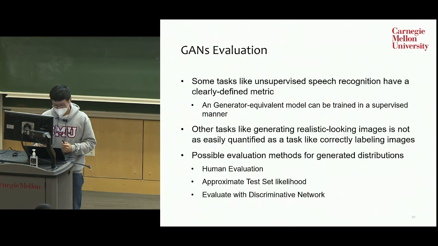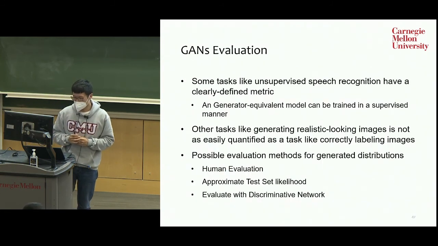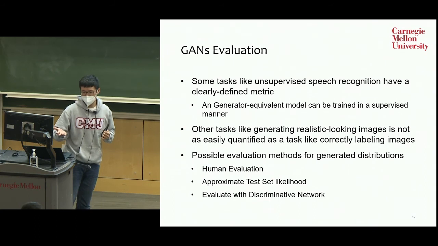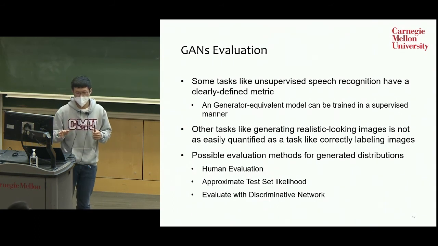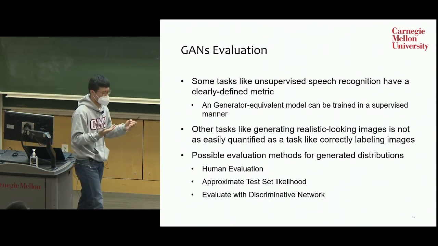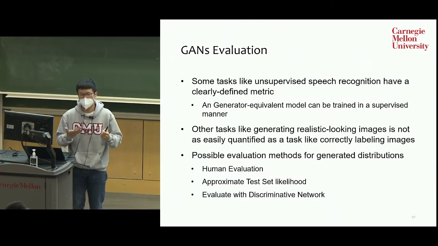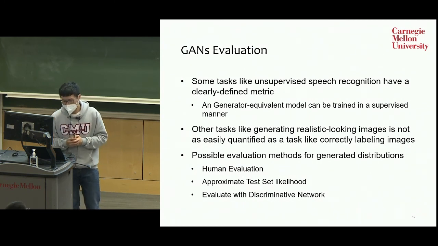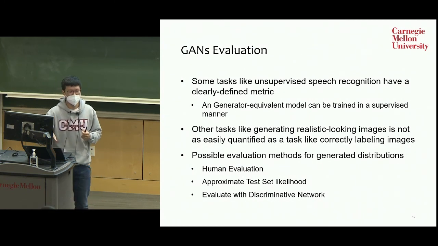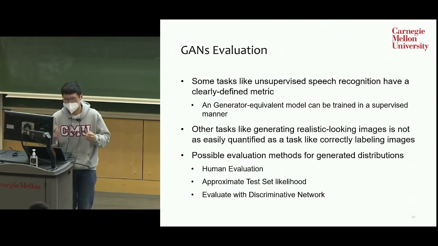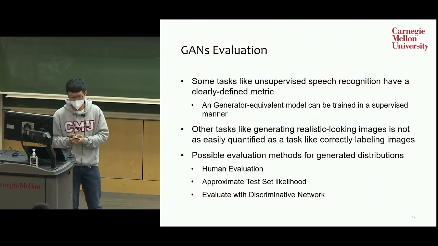All right. So now let's go back and look at the last part of this lecture, which is GAN evaluation. Some tasks have clearly defined metrics for evaluation. Like I mentioned, unsupervised speech recognition has, I think for homework 5, the phone error rate. I feel the reason is that these kinds of tasks can also be trained in a supervised fashion. As I noted here, a generator-equivalent model can be trained in a supervised manner.